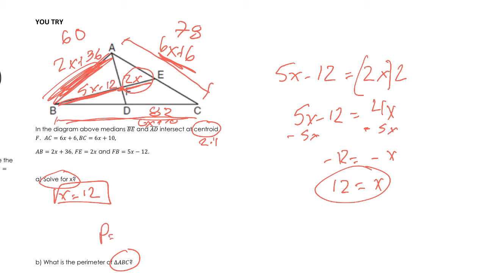So the perimeter equals 60 plus 78 plus 82. Got to add those three numbers. Use my calculator because I'm so lazy. 60 plus 78 plus 82 is 220 units.